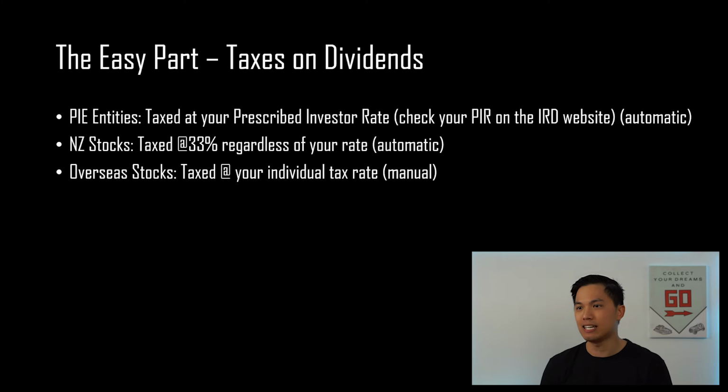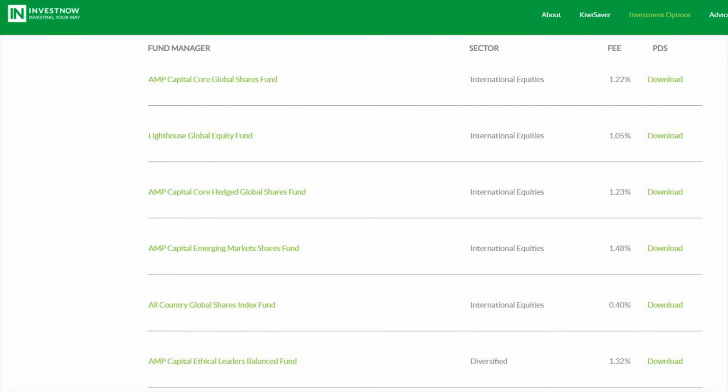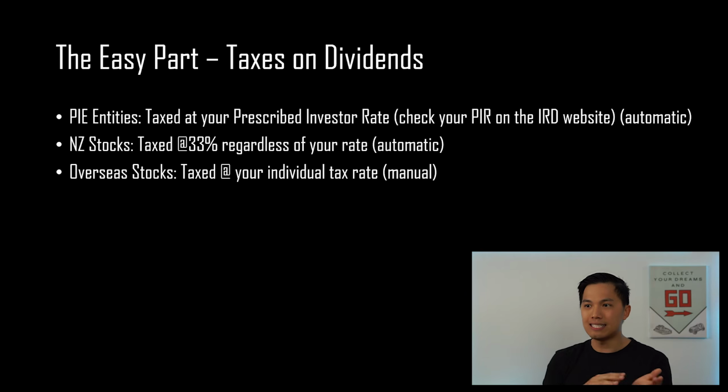A PI entity is a portfolio investment entity, and the two most common ones that you might know of are the multi-rate portfolio investment entities, much like the mutual funds that you invest in on a platform like InvestNow. And you also have the listed portfolio investment entities such as the REITs, or real estate investment trusts. So your Precinct, your Argosy, those are also considered PI entities. Now these entities are taxed at your prescribed investor rate.